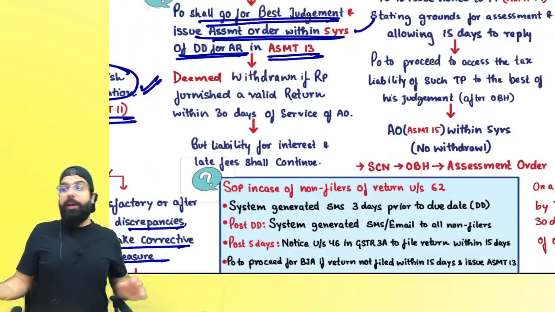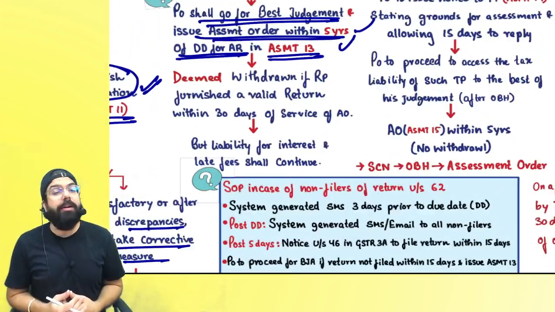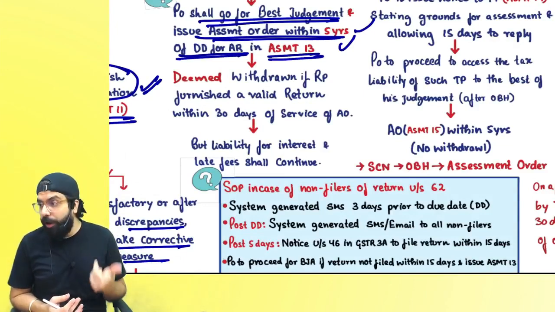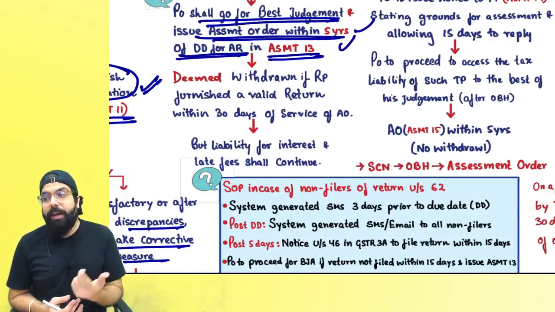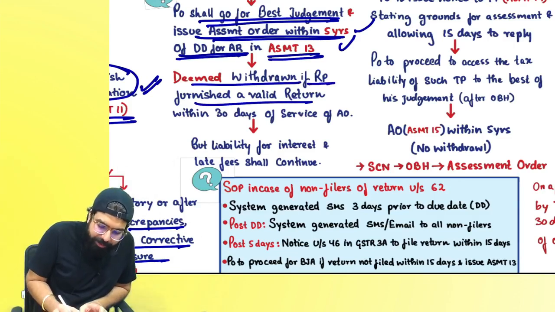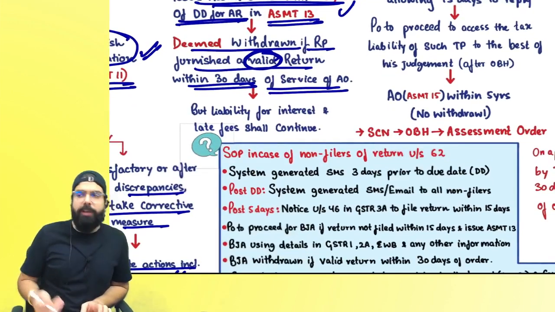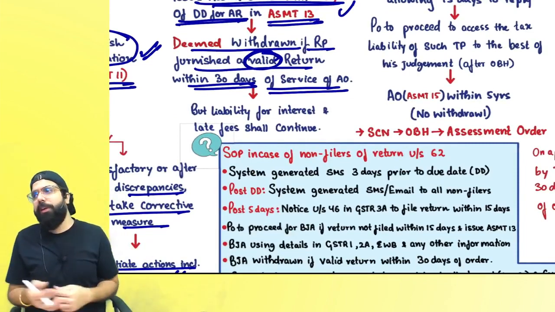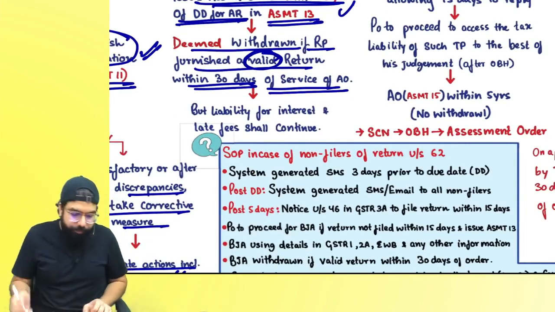Now, after you receive the assessment order, if you file the return within how many days? 30 days. If you file your return, then the assessment order shall be deemed to be withdrawn. It says deemed withdrawal if the registered person furnishes a valid return. Valid return means you pay your taxes and file the return, and the assessment order shall be deemed to be withdrawn. Means once you receive the assessment order, within 30 days, go ahead and file your return.